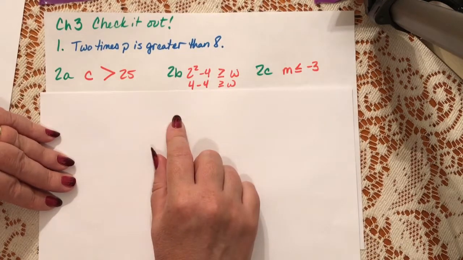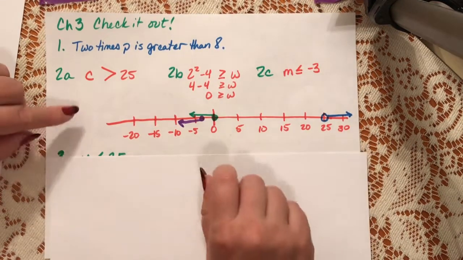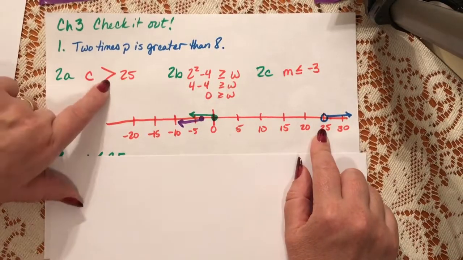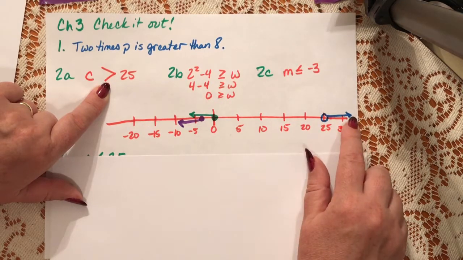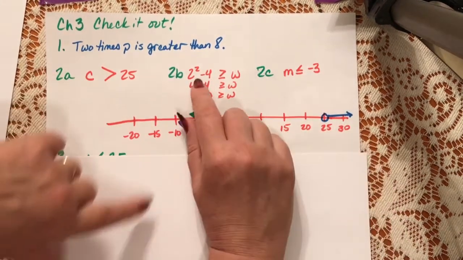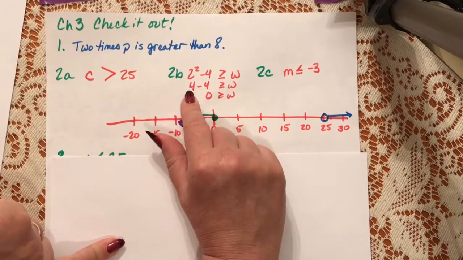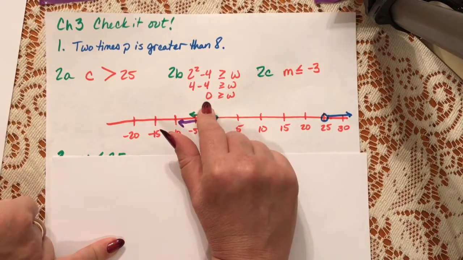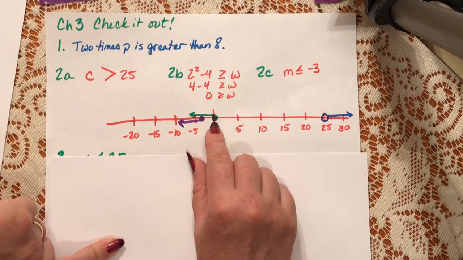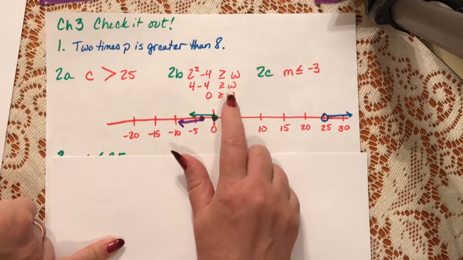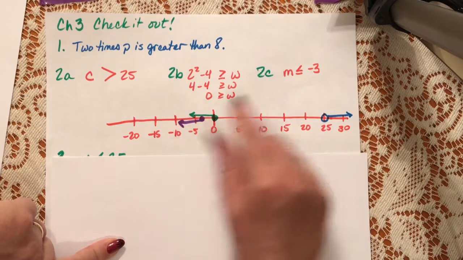Question 2 asks you to graph each inequality. So we have c is greater than 25, and so we found 25. It doesn't equal 25, it's greater than it, so it's an open circle and the arrow goes to the larger numbers. 2b has 2 squared minus 4 is greater than or equal to w. So we've solved for 2 squared. We've done this math. 0 is greater than or equal to w. So we've done a closed dot at the 0, and the w is smaller than it. So our arrow goes in the smaller direction.